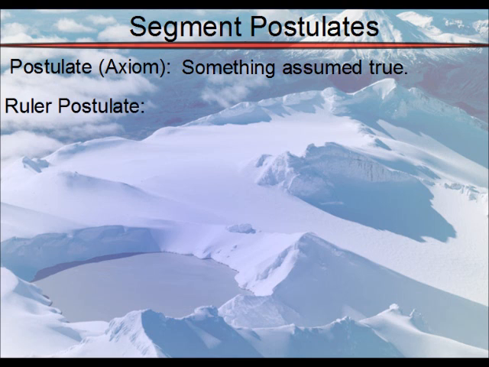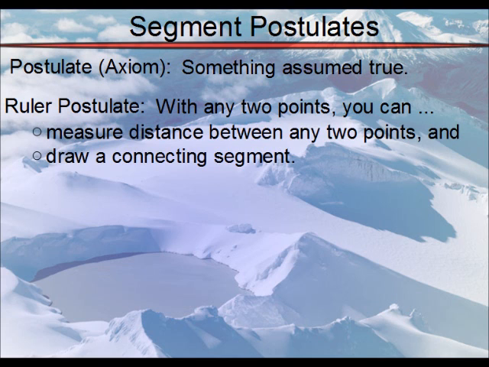The first postulate we'll introduce here is the ruler postulate. And you have to think about what a ruler does. With the ruler, you can not only draw straight lines or segments, but you can also measure. So in order to talk about measurement, you'd have to have a starting point and an ending point. So we have 2 points. The ruler postulate simply says this: if you've got any 2 points, then with those 2 points you can measure how far it is between them, and you can connect those 2 points with a segment.